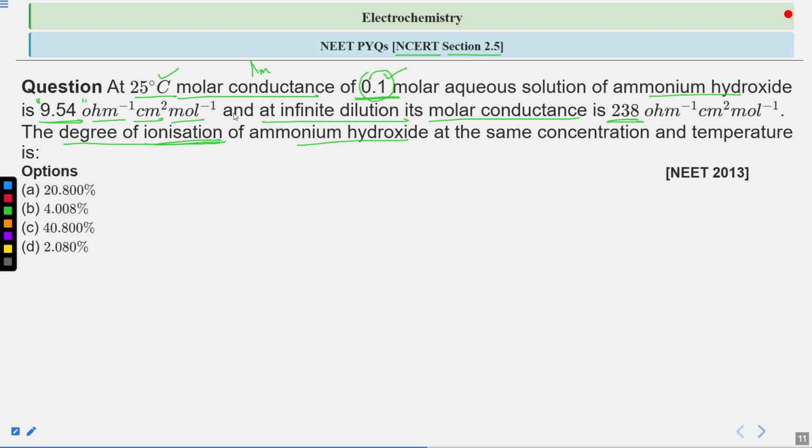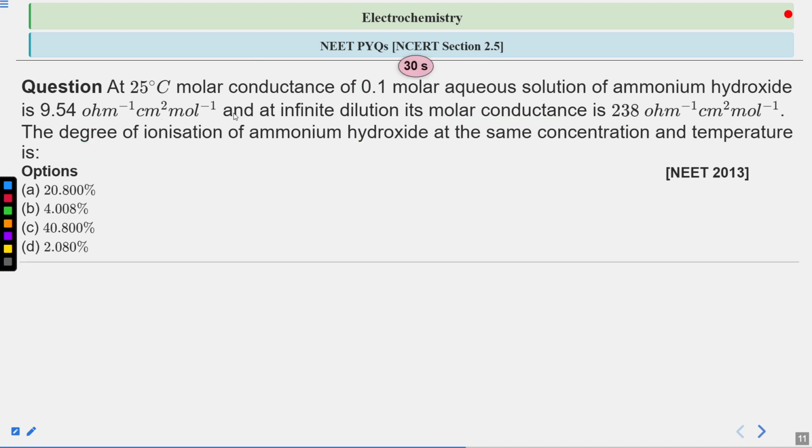The 4 choices provided for this question are 20.800%, 4.008%, 40.800%, or 2.080%. Okay, so using the given concept and the given data, try to solve this and then we will see which option will be the answer.